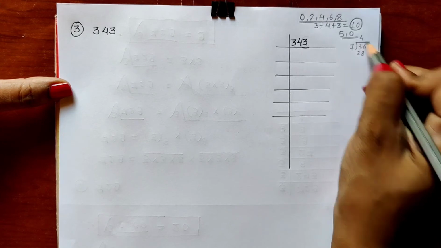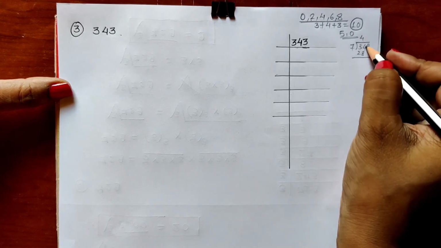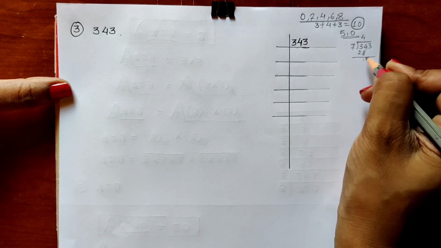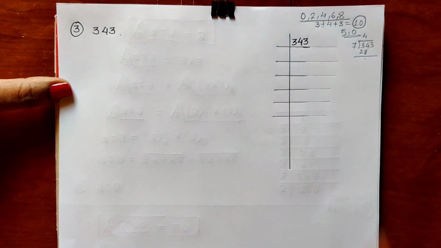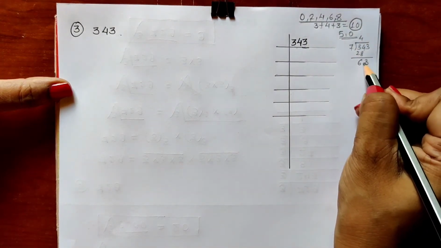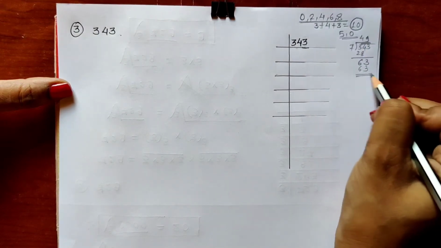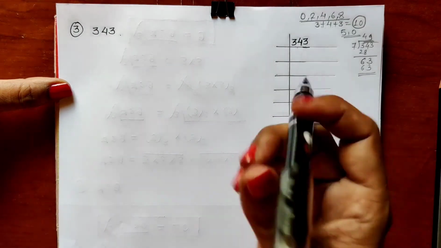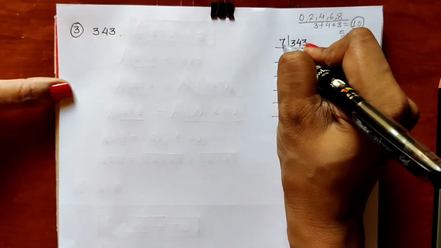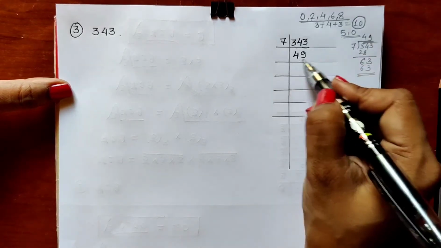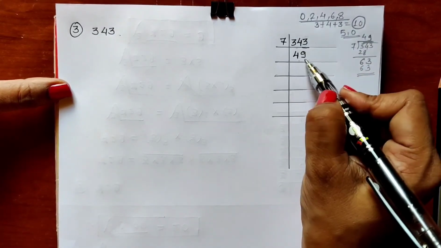7 4s are 28. Then 6 remaining. 7 9s are 63. So in this way we can divide this number by 7. 7 4s are 28, 7 9s are 63. 49 we have got. Again 49 is an odd number.